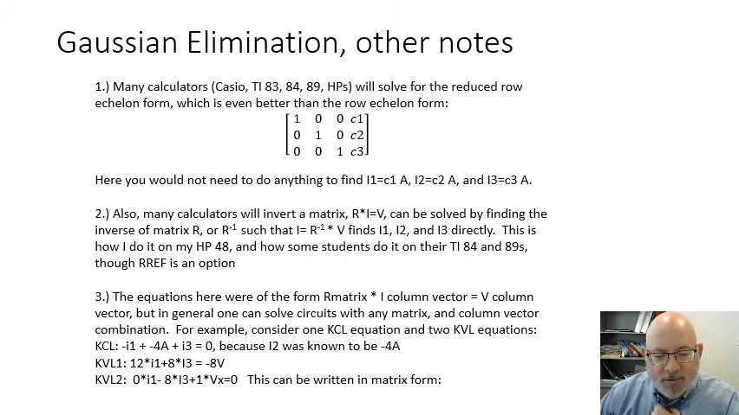Now you notice I still have current variables, but in this case, it's negative I1 amps, negative 4 amps plus I3 amps, and then in the KVL equation I have 12, and this is actually ohms, times I1 amps plus 8 ohms times I3 amps. These units are volts. I didn't show the ohms, and I should have, but the equations can be mixed.